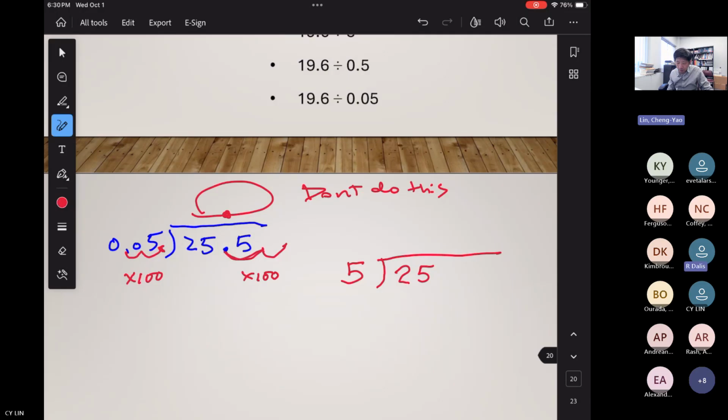Right, we move 1 and 2. So therefore, we move the decimal point 1 and 2, and therefore we have 2550. Did you get this? Yes, 2550.